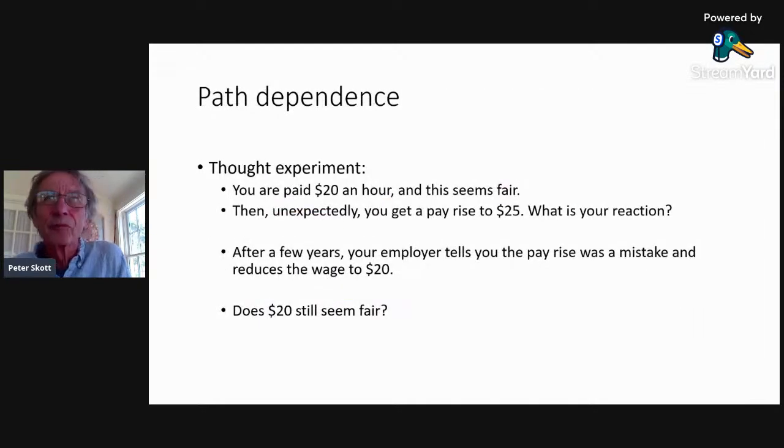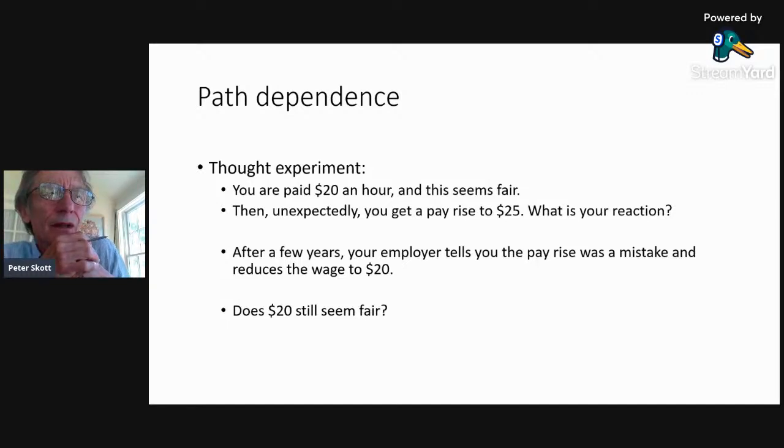Now, path-dependent wage norms. Well, let me try to illustrate what I have in mind by first a simple thought experiment. Imagine that you're paid $20 an hour. And this seems fair. You've been getting $20 an hour for as long as you can remember, and that seems to be the fair wage. You're happy. Then, unexpectedly, you get a pay rise to 25. You hadn't thought that was going to happen, but it seems okay. You're obviously worth more than $20. You get 25 now.